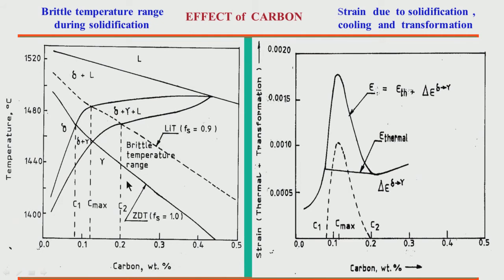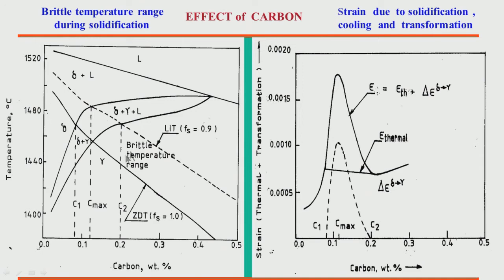Towards the end of solidification, this is the solidification complete line, that means Fs is 1, that means ZDT. Solidification starts at this line, the temperature called the liquidus temperature, and this is the actual solidus temperature, which is equivalent to ZDT, the zero ductility temperature. And a line has been drawn within this solidification range, at nearly 0.9 solid fraction, which is LIT.